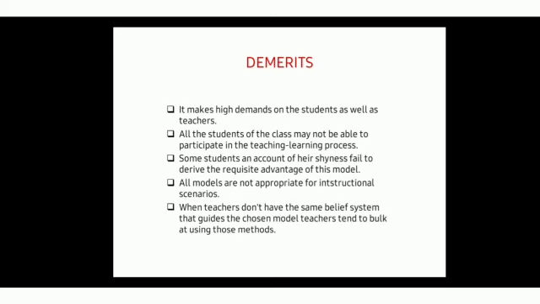The demerits of models of teaching are: it makes high demand on the students as well as teachers. All the students of the class may not be able to participate in the teaching learning process. Some students, on account of their shyness, fail to derive the requisite advantage of this model. All models are not appropriate for instructional scenarios. When teachers don't have the same belief system that guides the chosen model, teachers tend to balk at using those methods.